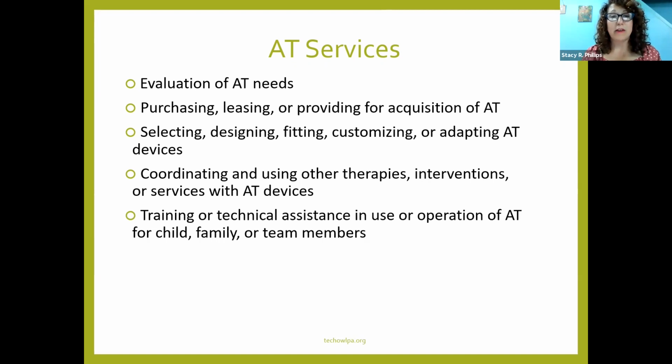And the last one is training or technical assistance. As a parent, you may not be familiar with assistive technology. So in order for you to help your student, you're going to need training as well so that you can then support them and model that device and model that behavior. So again, it is a team effort.